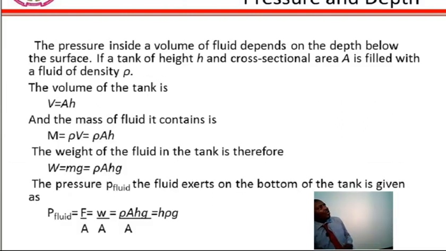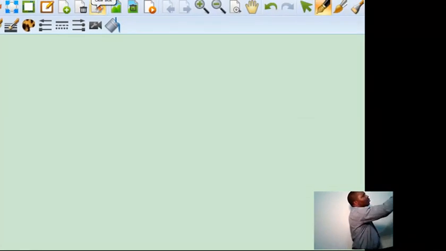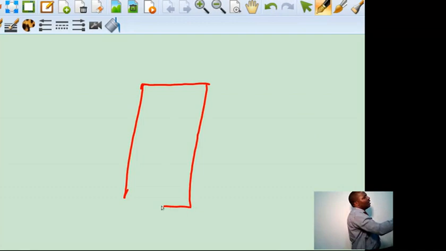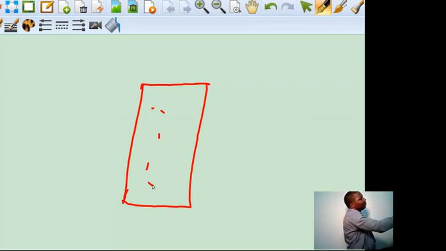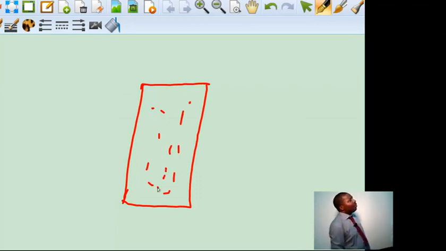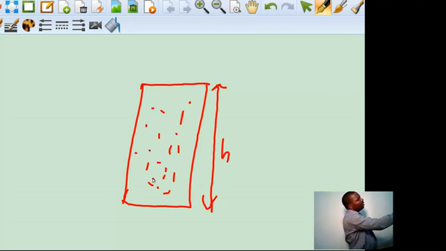Quickly, let's look at pressure and depth. I'm going to illustrate that by drawing a simple diagram. Supposing we have a fluid inside this container. Now, imagine the depth of the container is represented as h. And we want to look at the relation between the pressure at every depth, either closer to the surface, pressure here, or pressure here.